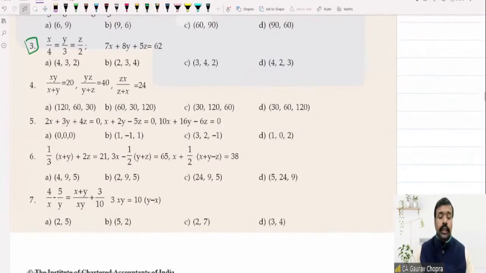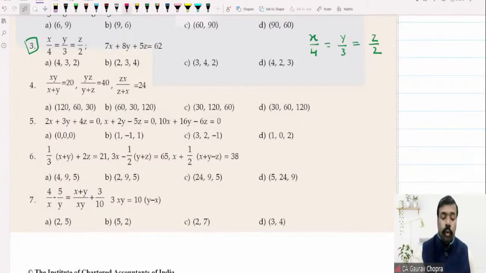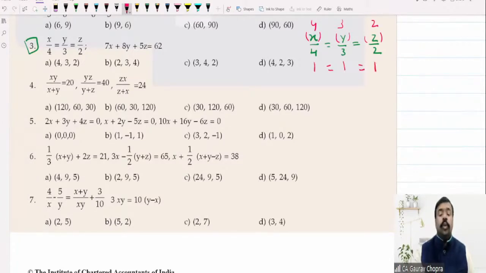Now all these are equal. Clearly we can see which option will be correct, since we know that all these have equal signs in between. The first option says put 4 in place of x, put 3 in place of y, and put 2 in place of z. So 4 by 4 becomes 1, 3 by 3 becomes 1, and 2 by 2 also becomes 1. That means all are equal. Hence the equation is getting satisfied with option number A.